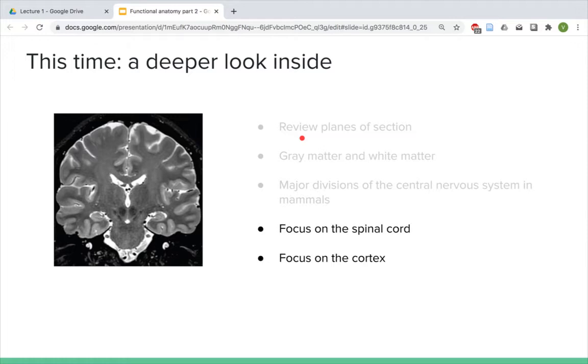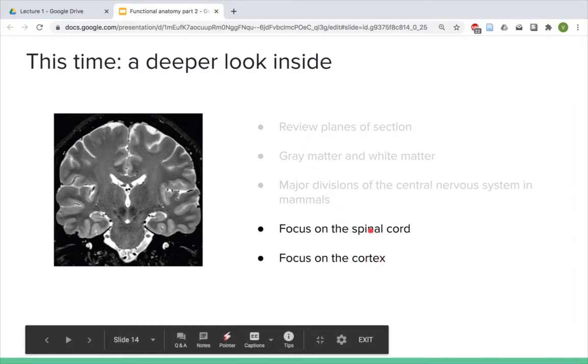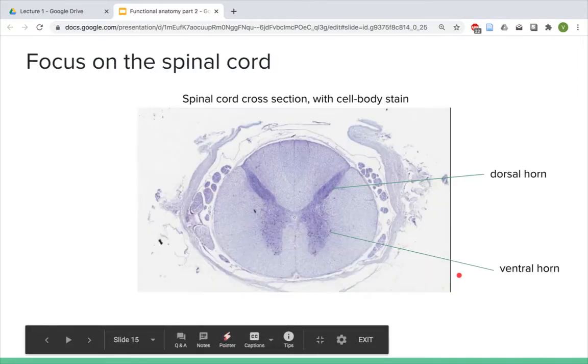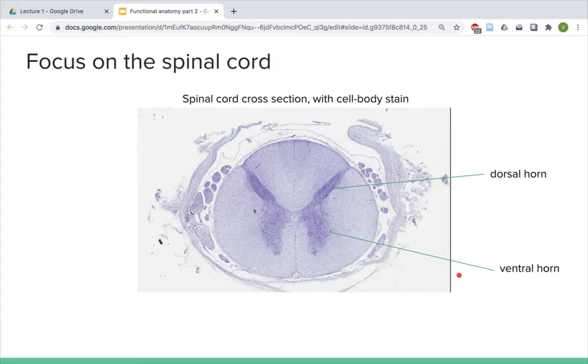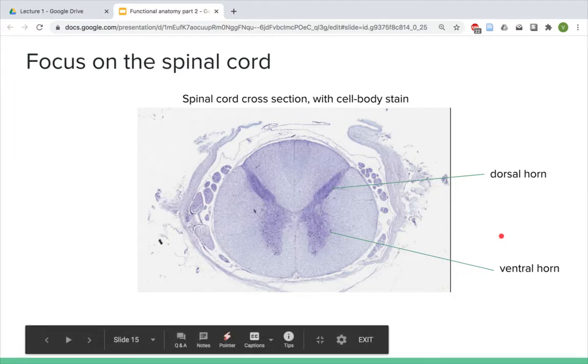All right, now what we're going to do for the last part is focus just on two of these sections. We're going to talk a little bit more about the spinal cord in depth and a little bit more about the cortex in depth. So this here is a section through the spinal cord. So if you imagine just laying the spinal cord out on a table and just chopping it right down the middle. This is a cell body stain.